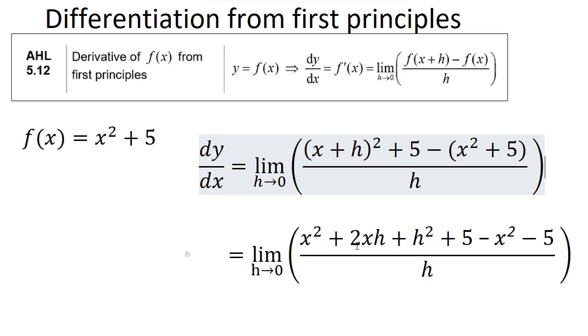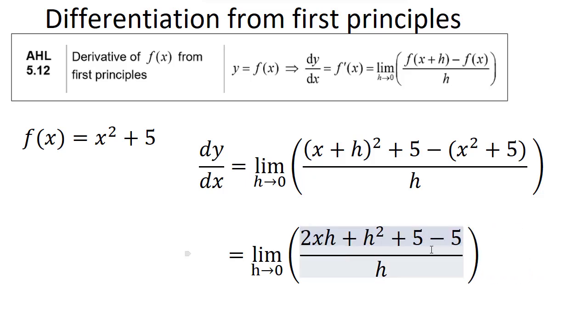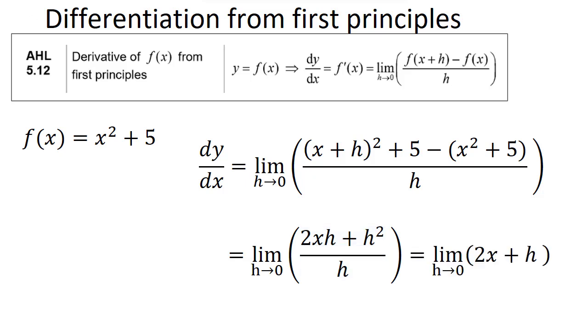And I've got rid of brackets. And now look, I've got an x squared here and a negative x squared. This will always be the case. You'll be able to simplify. I've got a plus 5 and a minus 5. Nice. And now I've got a fraction that has an h everywhere, so I can simplify that.